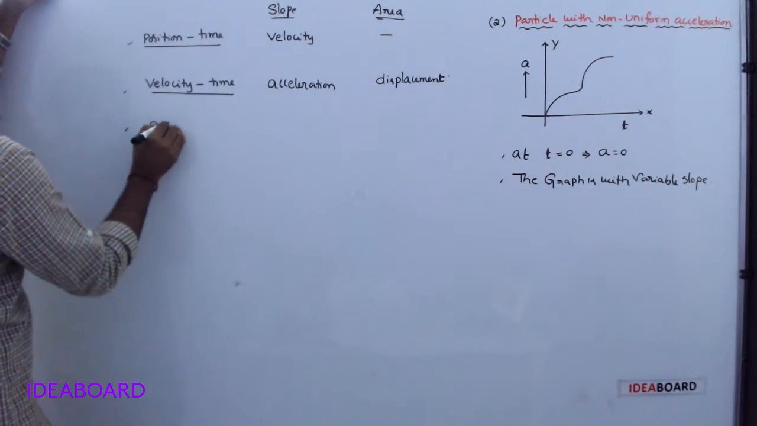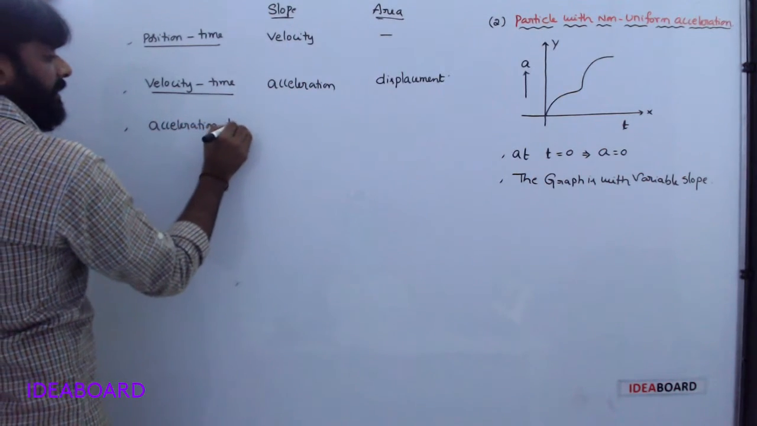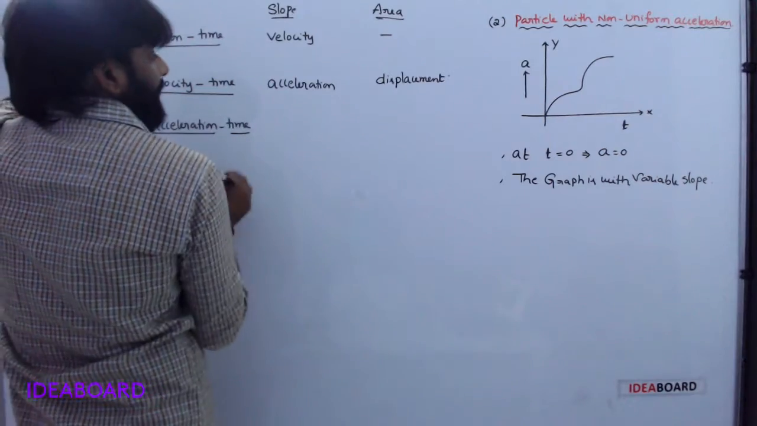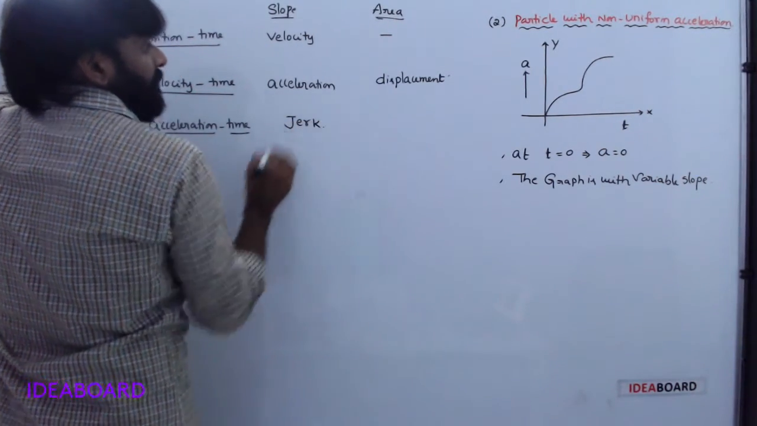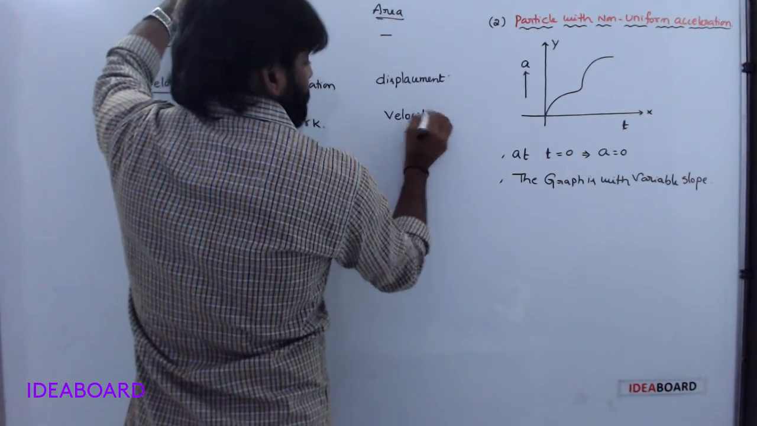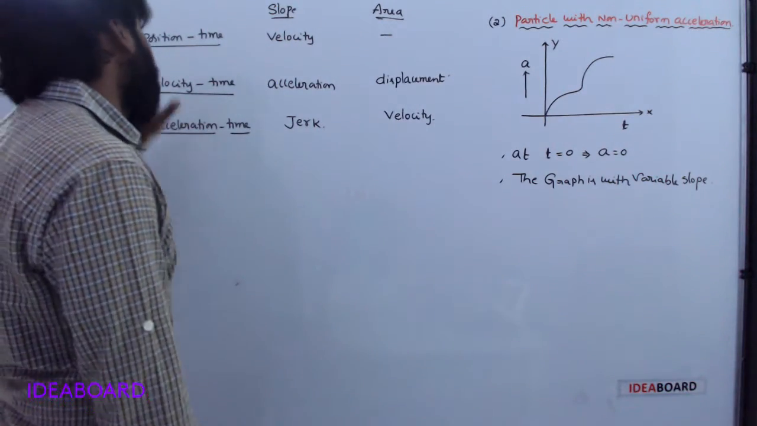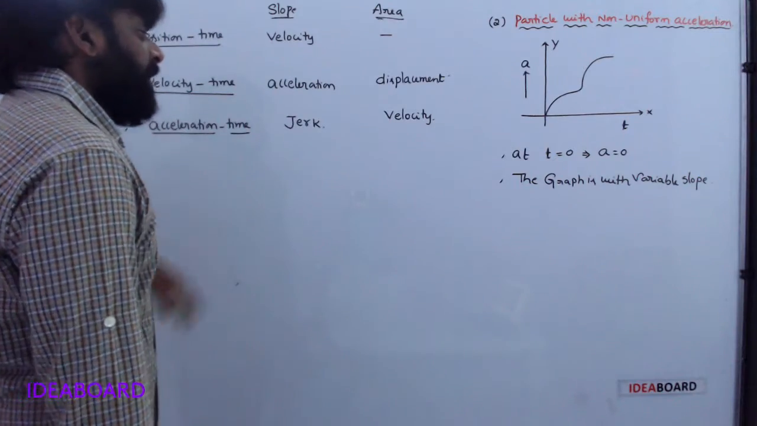Next, the acceleration time graph: slope gives the jerk, and area gives the velocity, the change in velocity. Understood? Position time graph, velocity time graph, acceleration time graph.